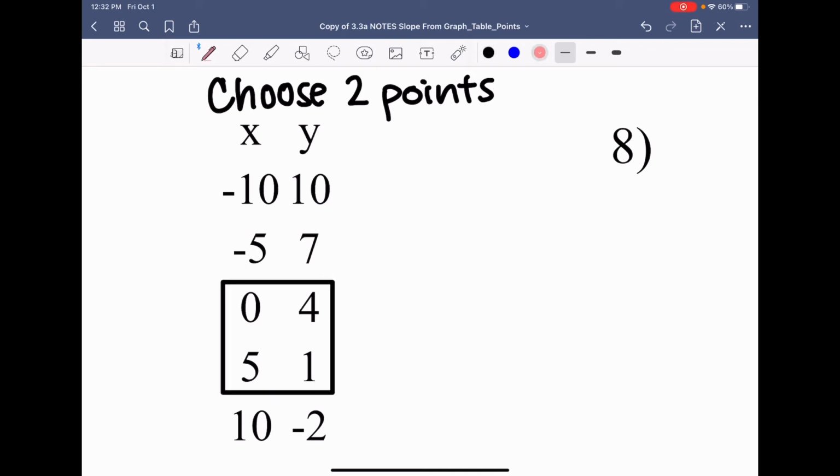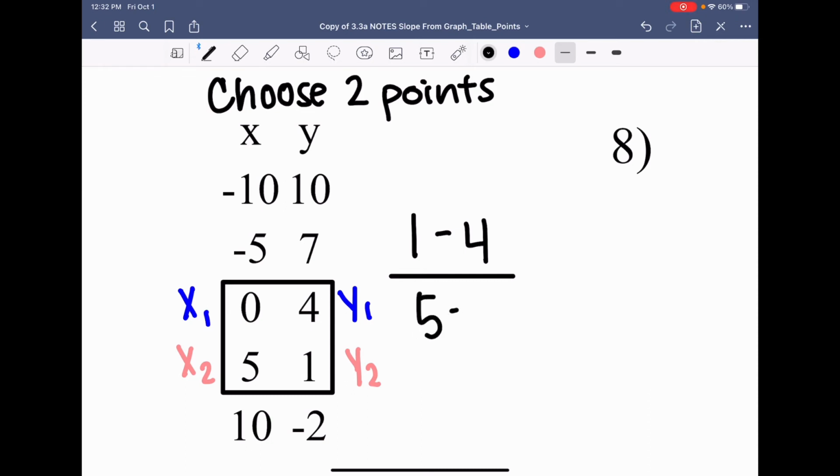Okay, and then I'm going to do my labeling. So this one is x1, y1. This is my x2, y2. And then I am just using the slope formula to plug in our values. So our formula is y2 minus y1. So it's 1 minus 4 all over our x2 minus x1. So it's 5 minus 0.